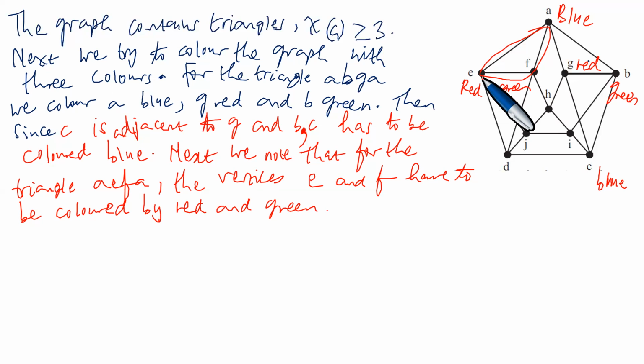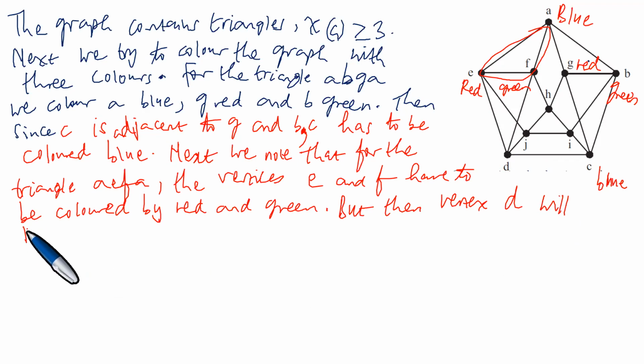Let's see now. Right. Red and green. But then, vertex D, let's look now, vertex D is here. Okay, first we look at adjacency, it will be adjacent.